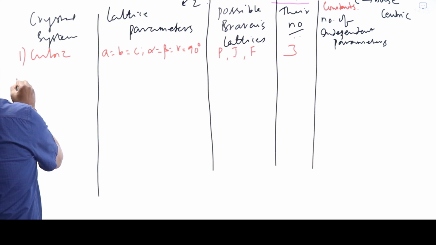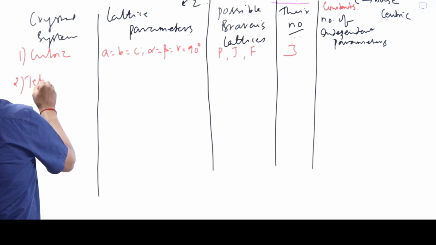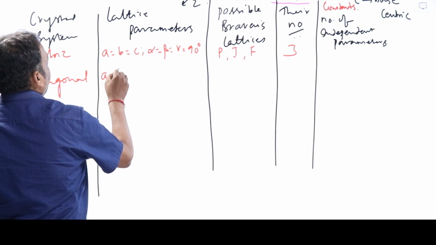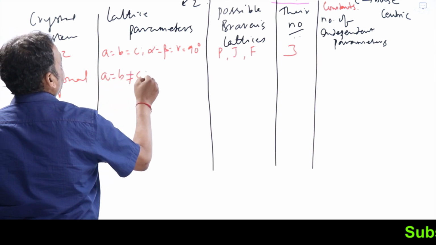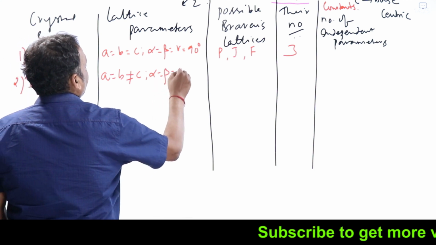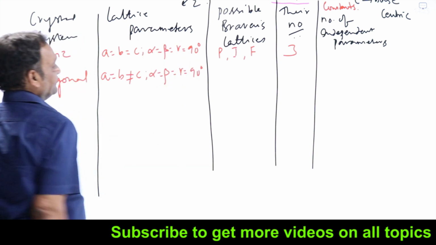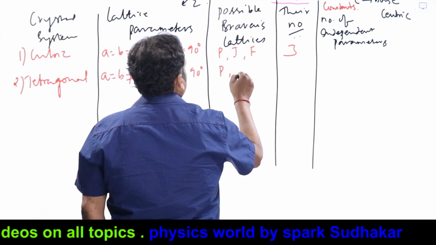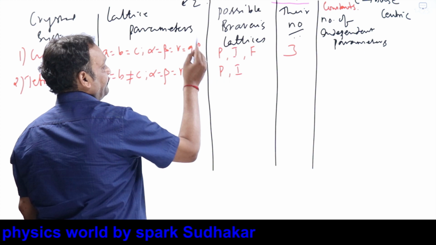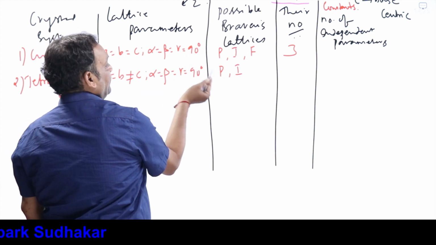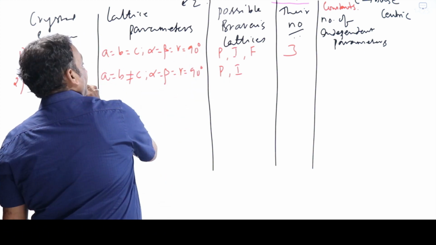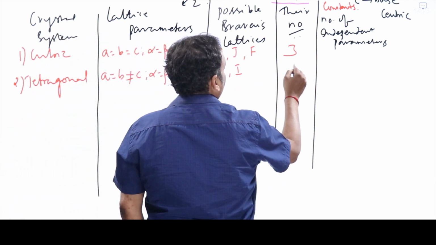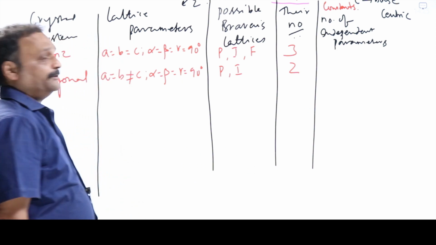The second one is what is known as tetragonal. Here, a equals b, not equal to c, but alpha equals beta equals gamma equals 90 degrees. All three are 90, 90, 90. Here, only 2 types of Bravais lattices are possible, P and I. P means simple tetragonal. Tetragonal I means body-centric tetragonal. So 2 types of Bravais lattices are possible. I'll write 2 here. Their number is 2.